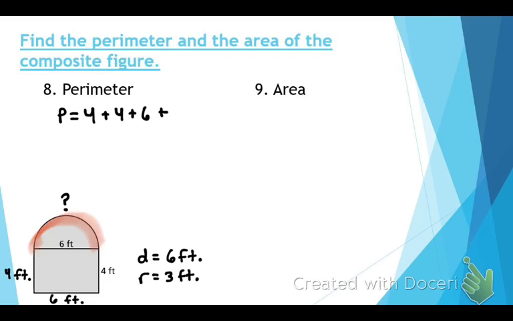Did it give me the diameter or the radius? Diameter. It gave me the diameter. What's the formula for the circumference of a circle using the diameter? Pi times d. Is this a full circle? No. No, what is it? Semicircle. It's a semicircle, so I have to divide it by 2. I want you guys to try to figure this one out on your own now.